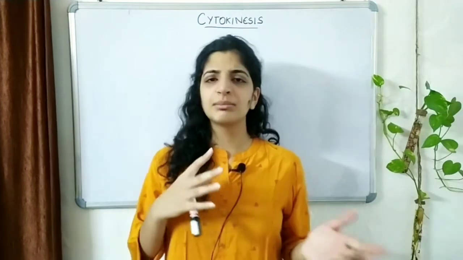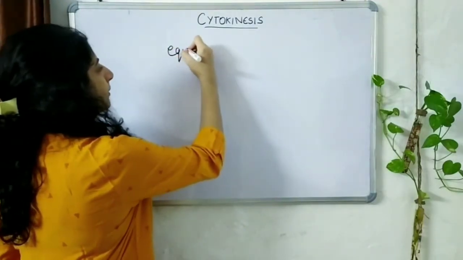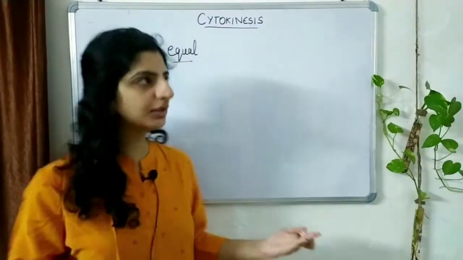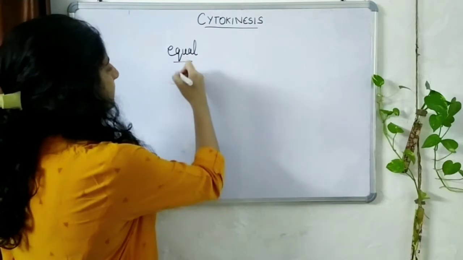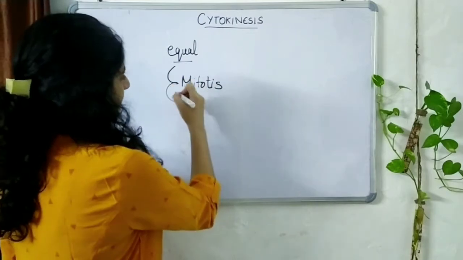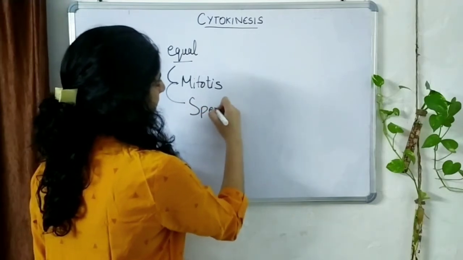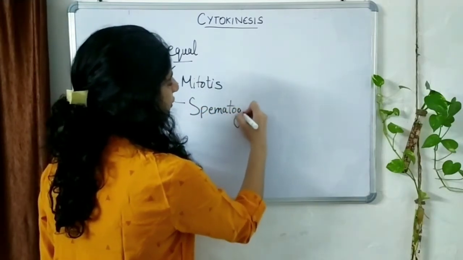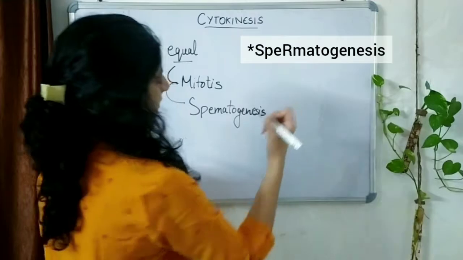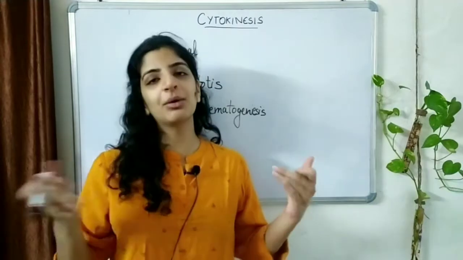Now cytokinesis can be equal or unequal. Equal cytokinesis is where the cytoplasm is divided equally between the two cells. You can see this in normal mitotic divisions, and in case of meiosis, it is seen very prominently during spermatogenesis, or the formation of sperm cells, where all of the sperms receive an equal amount of cytoplasm.